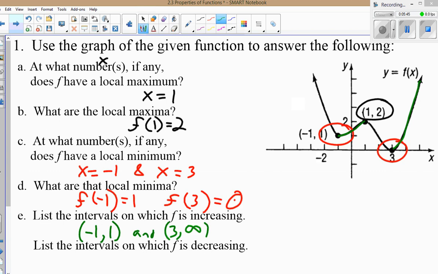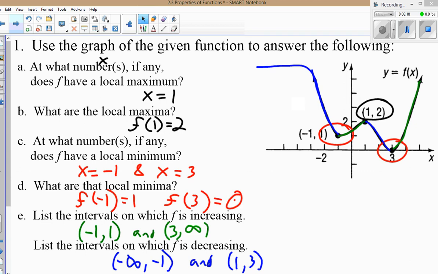The intervals on which it's decreasing. So we are decreasing here. We have a negative slope. If we're driving a car from left to right and we're going downhill, that's decreasing. Decreasing here as well. So on the intervals from -infinity to -1, it's decreasing, and it's also decreasing on the interval from 1 to 3.